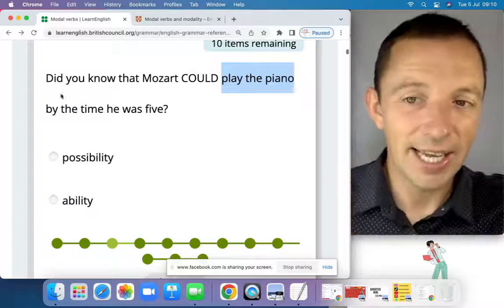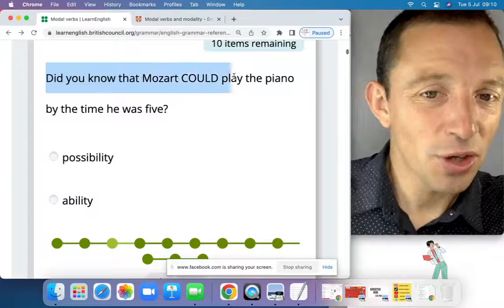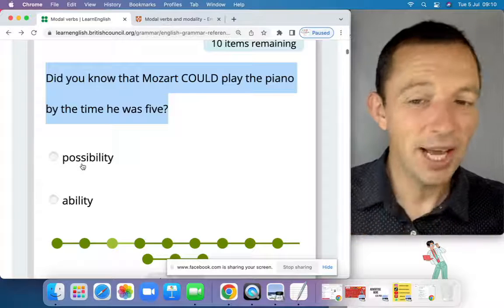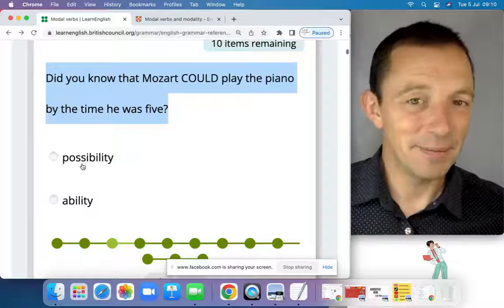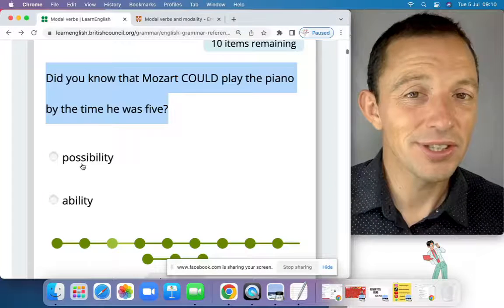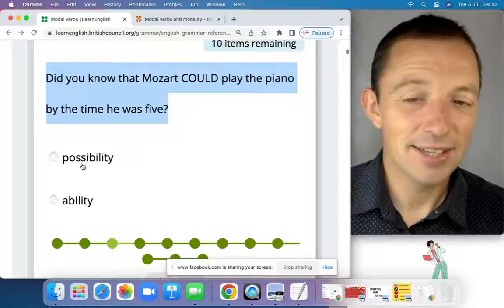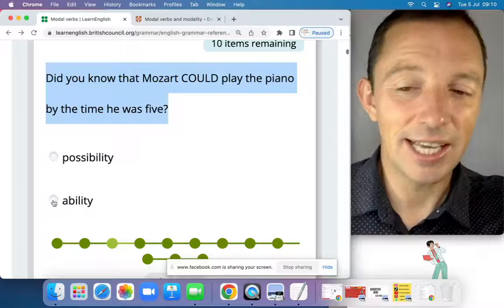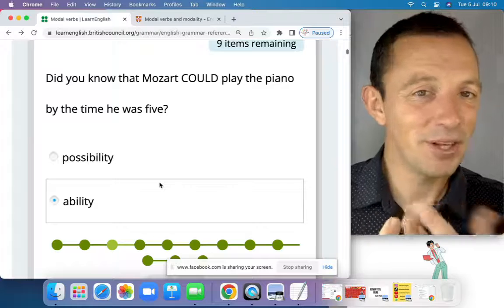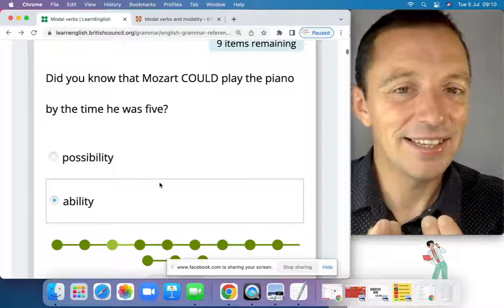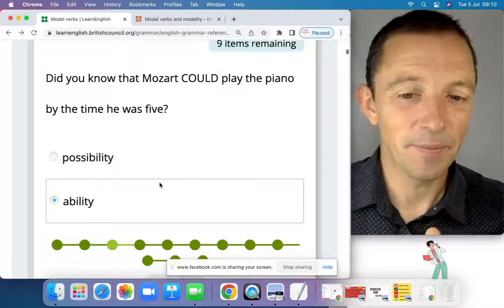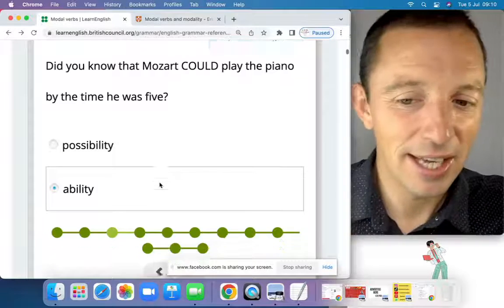But let's read again. Did you know that Mozart could play the piano by the time he was 5? Was this a possibility? He had the possibility to play, or he had the ability to play? Of course, very similar, but we must select the correct answer. And the correct answer, I think, is ability. Mozart had the ability, not the possibility. He had the talent and the skill and the gift to play the piano. And for me, I think that's the correct answer.